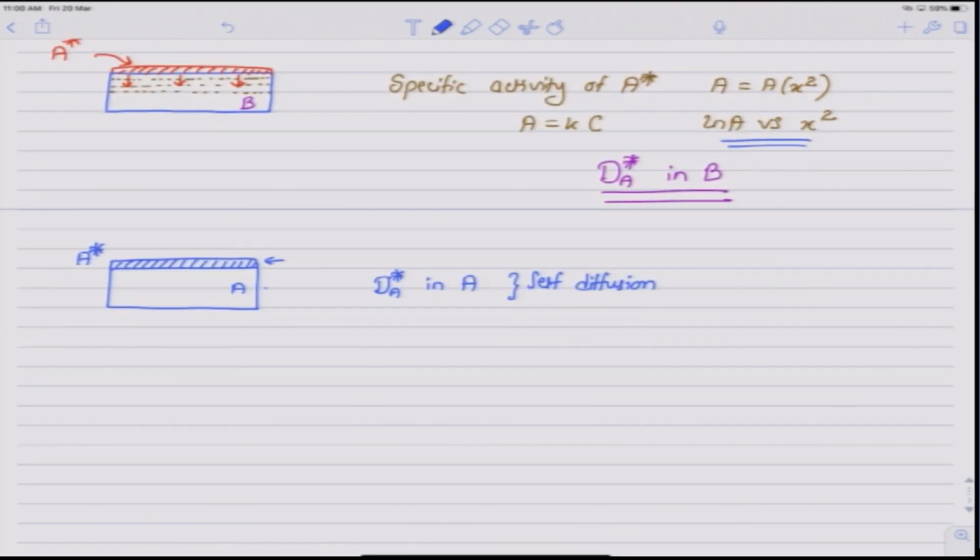Now, this D A star is not exactly the diffusivity determined by Einstein's equation, which is given as 1/6 gamma lambda square in any cubic lattice, but we can relate it to the experimentally determined D A star by applying the correlation factor f. We have talked about this correlation factor f, and we have even derived it in some of the cubic lattices, and this is a geometric factor.